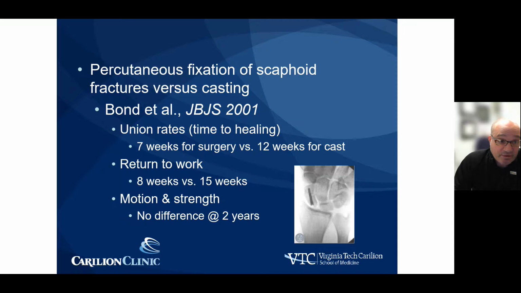If we were to do percutaneous scaphoid fixation versus casting, in this article from 2001, they were able to show that union rates and time to healing were quicker with percutaneous fixation. And again, going back to the early return to work, but motion and strength at 2 years, cast and percutaneous fixation, once the fracture heals, there's no difference.